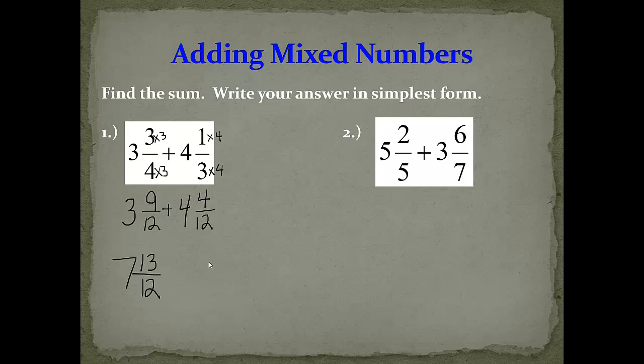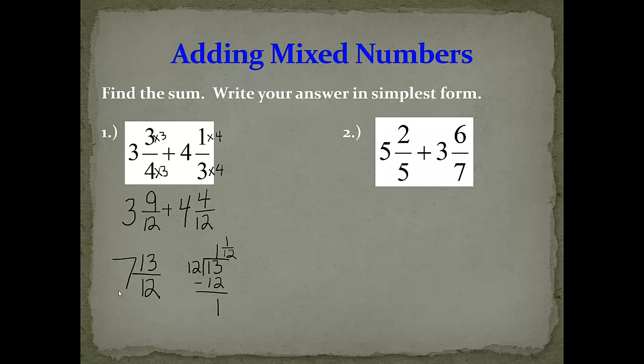So we'll do 13 divided by 12. 12 goes into 13 one time, and 1 times 12 is 12. When we subtract, we will get 1. So we'll have 1 and 1/12. 1 and 1/12 is the same thing as 13/12.